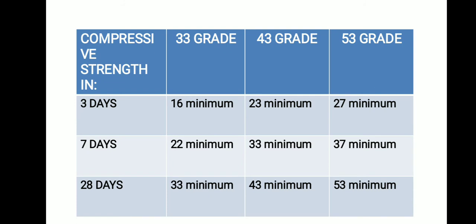So here, as you can see, I have mentioned a table. All the 3 different types of grades will gain compressive strength in the following number of days. For example, 43 grade will gain 23 Newton per mm square minimum strength in 3 days. It will gain 33 Newton per mm square minimum strength in 7 days, and at last 43 Newton per mm square minimum strength in 28 days. Similarly for 33 grade and 53 grade. Moving on to the next.